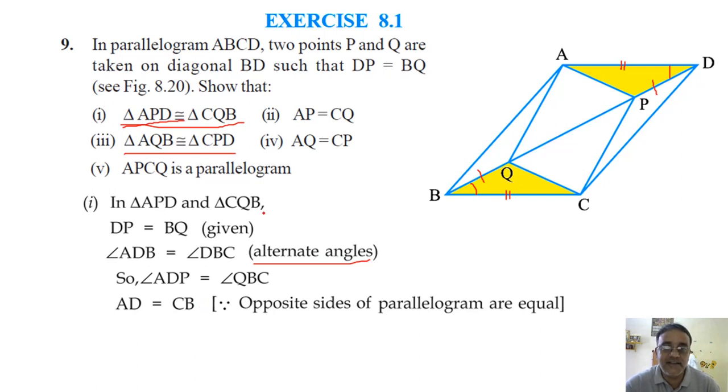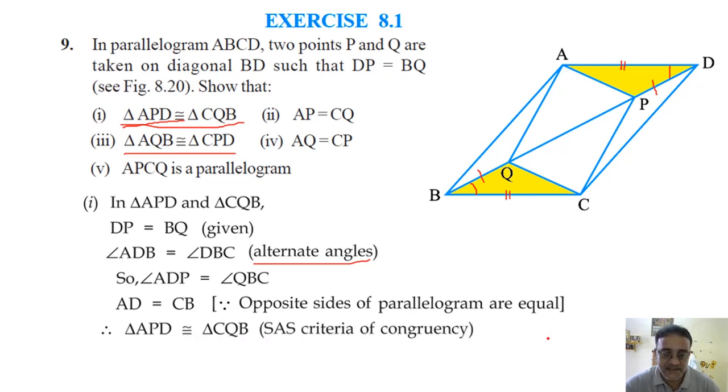Now these two triangles are congruent by which criteria? Aryan? Side angle side. Right, very good, SAS. Now if these two triangles are congruent, the first one is done. We can write AP is equal to CQ. Why? CPCT. Very good. CPCT.